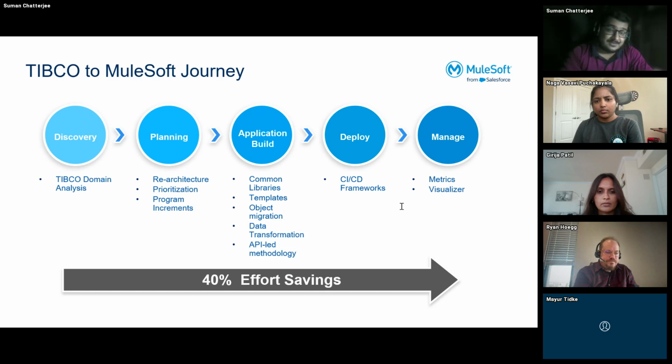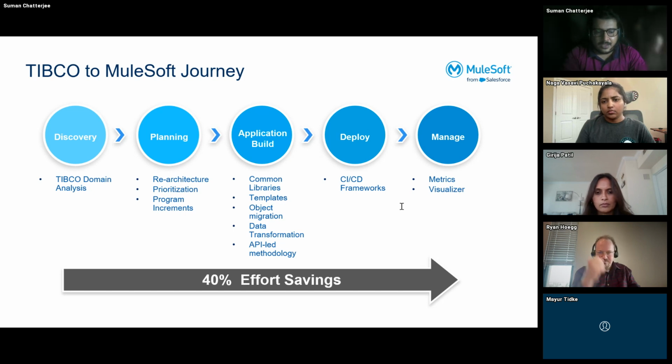Now, data transformation. This is where you will have the toughest times and the toughest challenges. TIBCO XSLT transformation is no joke, trust me. And the contemporary counterpart for XSLT transformation is Mule DataWeave. Yes, DataWeave is pretty powerful, but when you sit and start transforming an XSLT into DataWeave, all hell breaks loose, right?